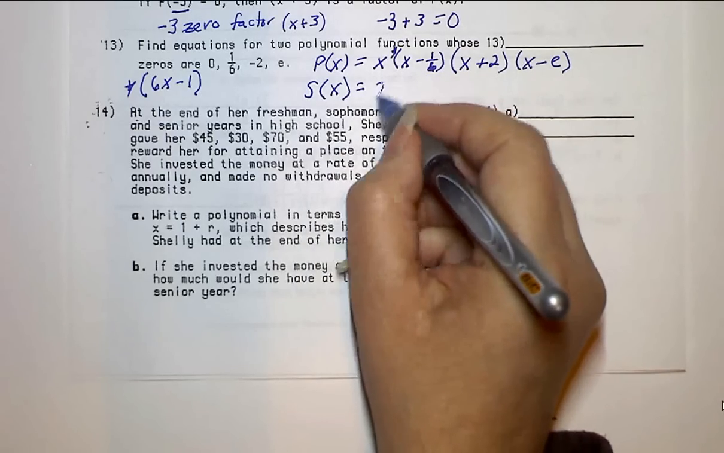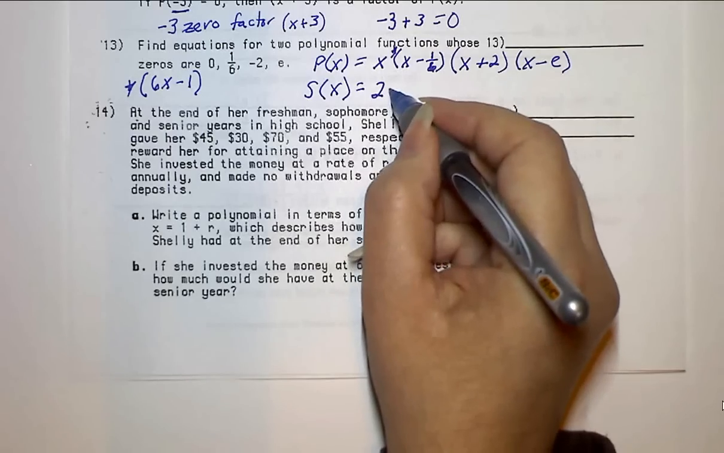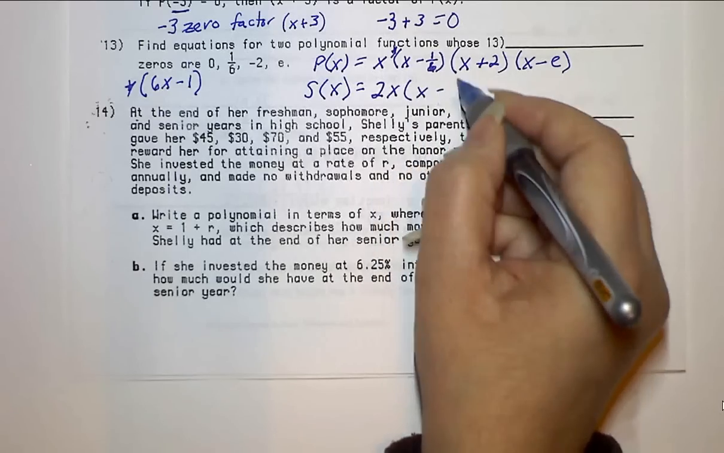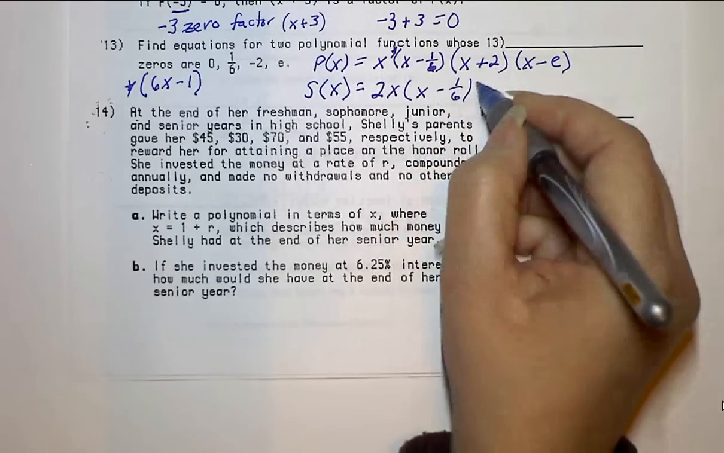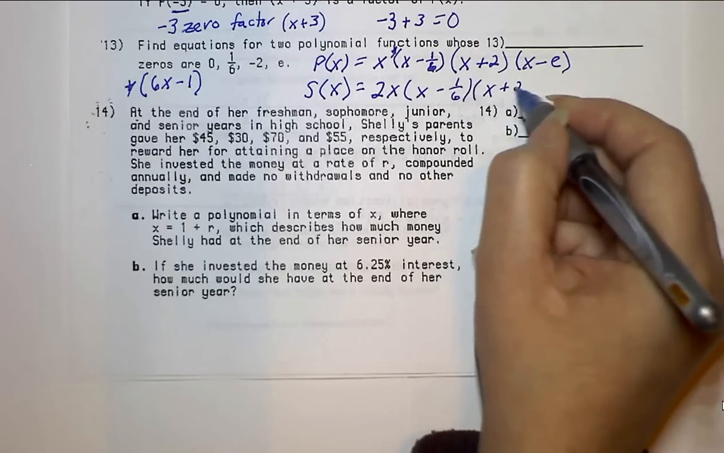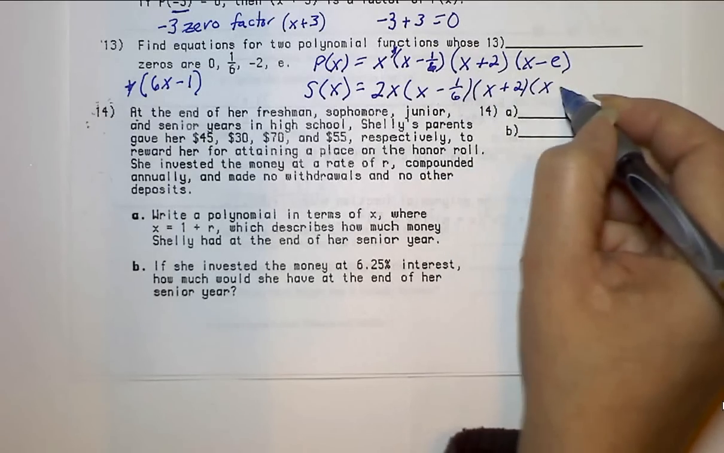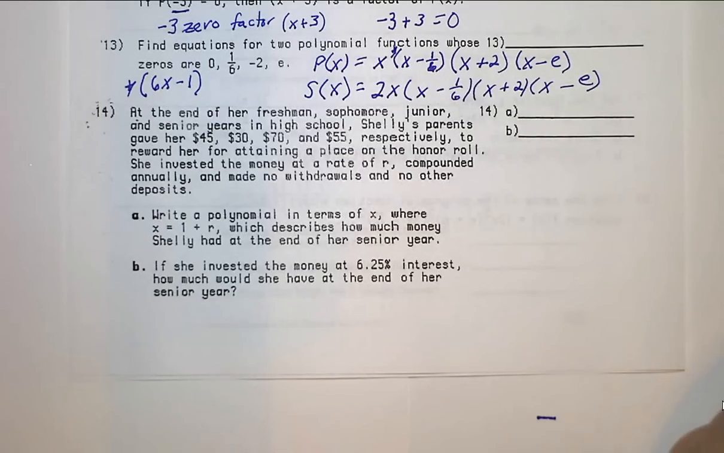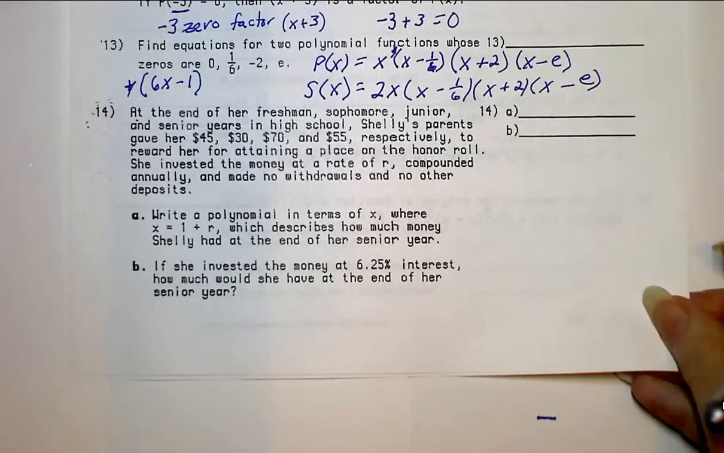So I have 2x, and then x minus 1/6, and then x plus 2, and then x minus e. So there I have two polynomials. Alright.